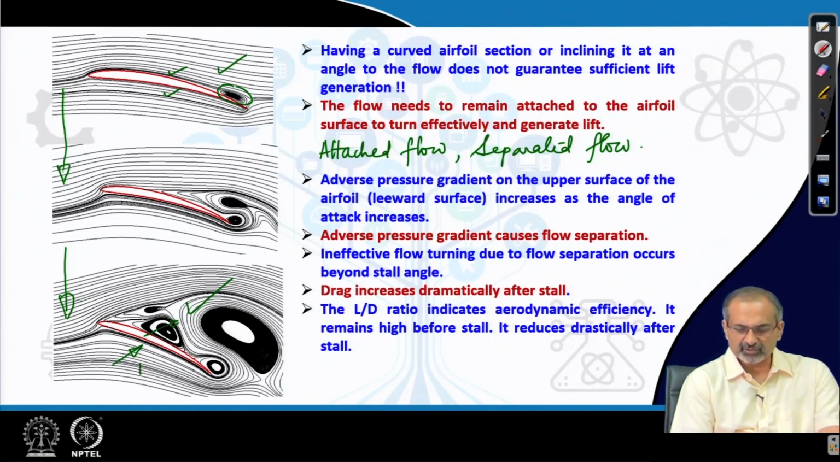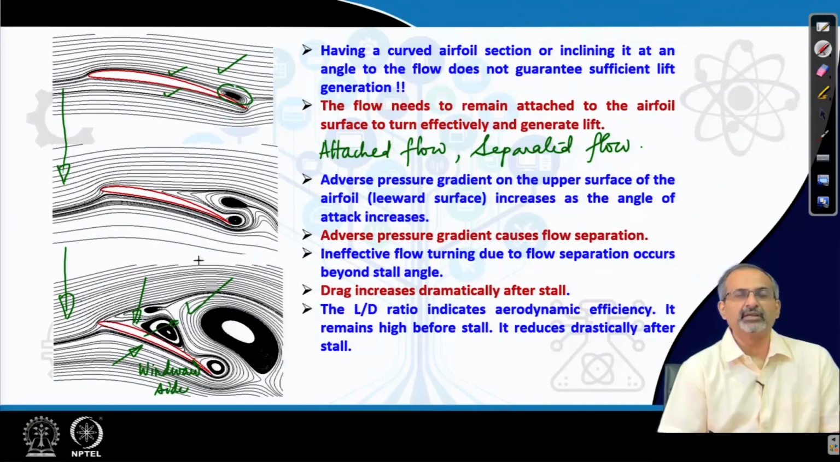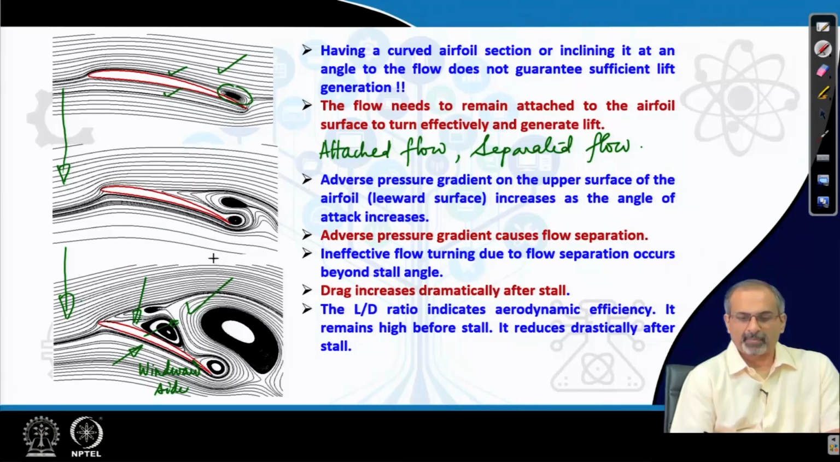The lower side is often called the windward side. It seems to be facing the wind more head on, while the upper side seems to be kind of shadowed. It is not seeing the wind head on. The upper side is often called the leeward side.